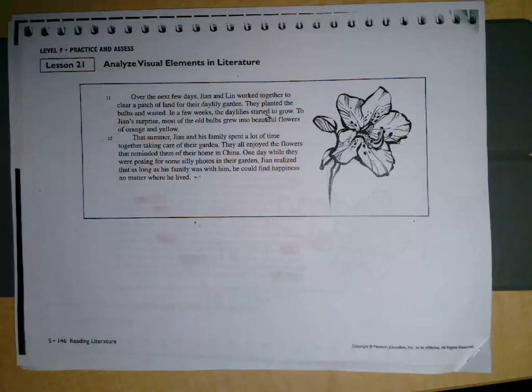Over the next few days, Gian and Lynn worked together to clear a patch of land for their daylily garden. They planted the bulbs and waited, and in a few weeks, the daylilies started to grow. To Gian's surprise, most of the old bulbs grew into beautiful flowers of orange and yellow. That summer, Gian and his family spent a lot of time together taking care of their garden. They all enjoyed the flowers that reminded them of their home in China. One day, while they were posing for some silly photos in their garden, Gian realized that as long as his family was with him, he could find happiness no matter where he lived.